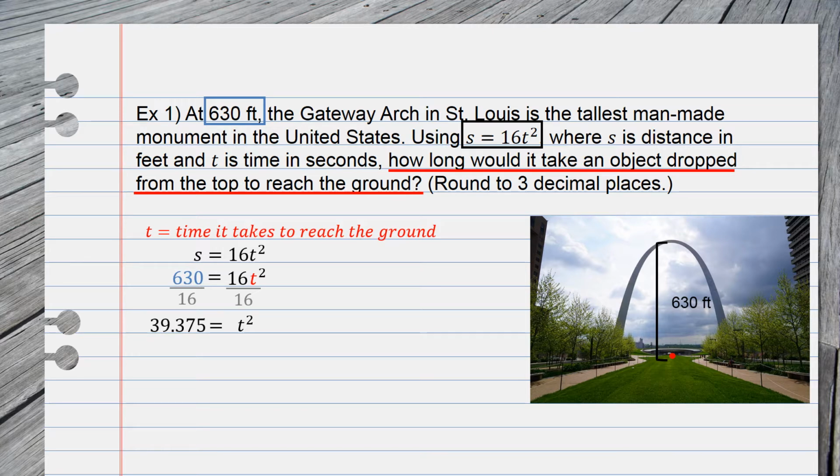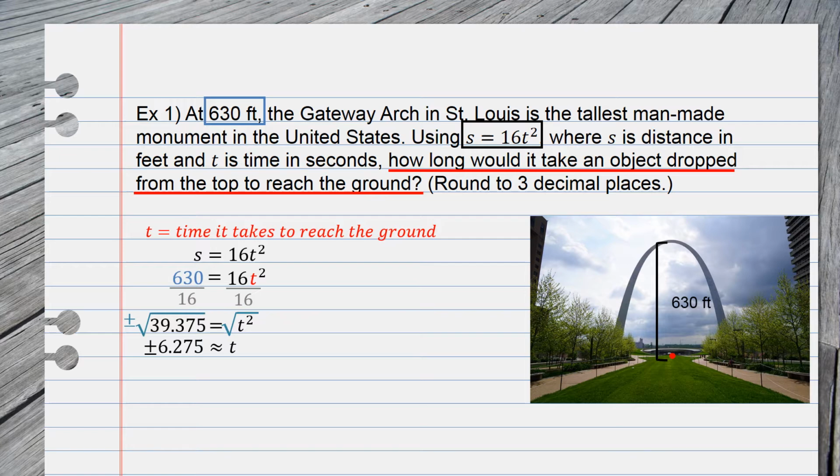Hopefully you found 39.375. So we've isolated t squared, but we're not asked to solve for t squared, we're asked to solve for t. So how do you undo squaring something? Well, you take the square root. As long as what you do to one side, you must do to the other. But don't forget about the plus or minus. Now, take a moment now to find the square root of 39.375. Hopefully you found t equals 6.275.